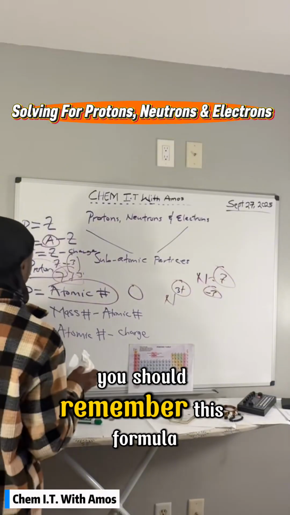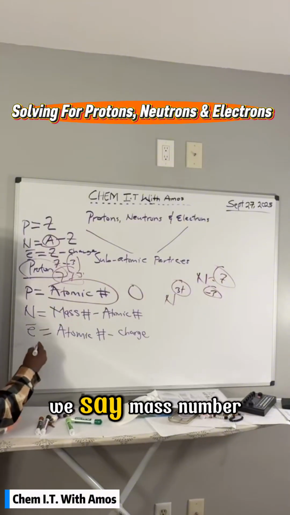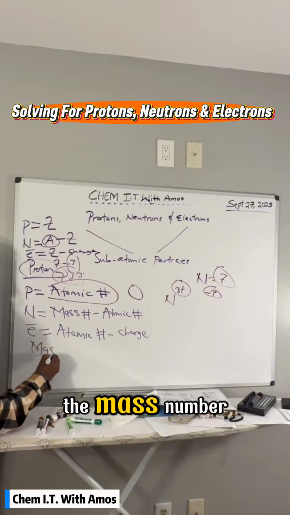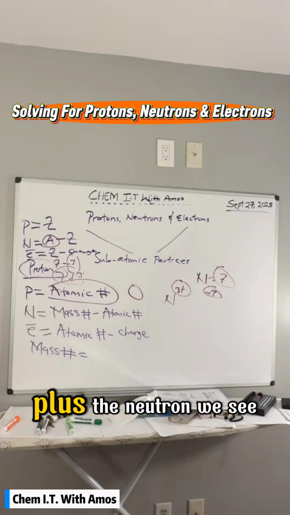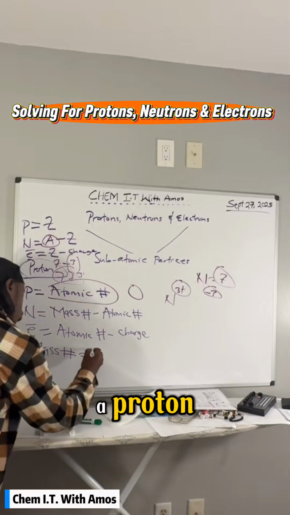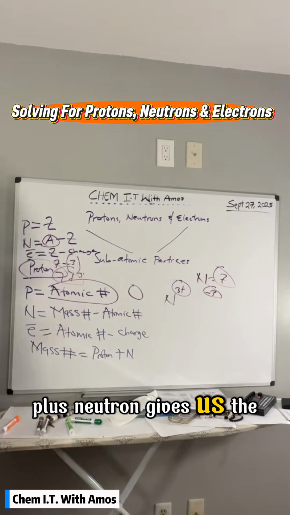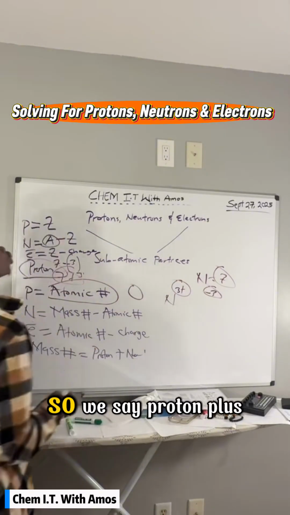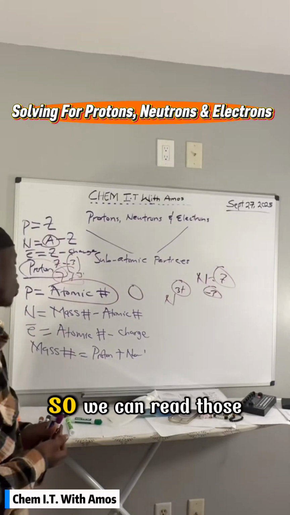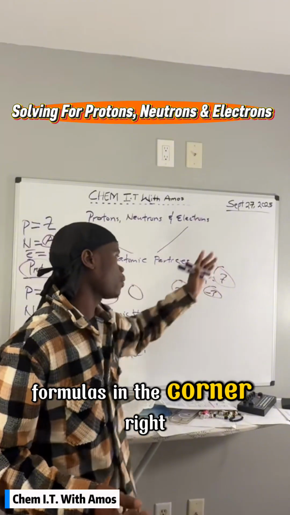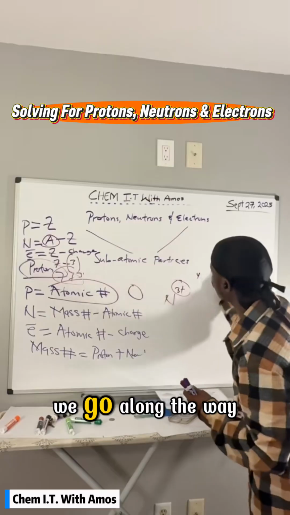And also, you should remember this formula: the mass number is equal to the proton plus the neutron. We say proton plus neutron gives us the mass number. So we can write those formulas in the corner right here, for which we are going to look at them to solve our problems as we go along the way.